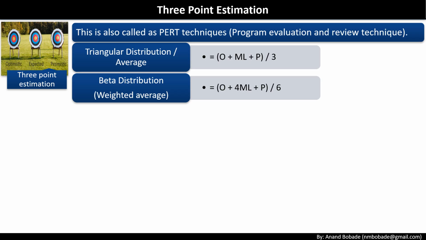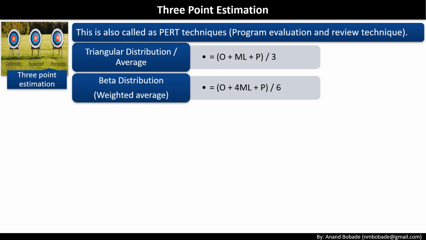Now, this is where things get really interesting. Three-point estimation isn't just one formula. It's often associated with something called PERT, or the Program Evaluation and Review Technique. It's a method developed by the U.S. Navy in the 1950s to manage complex projects, and it's still incredibly relevant today.